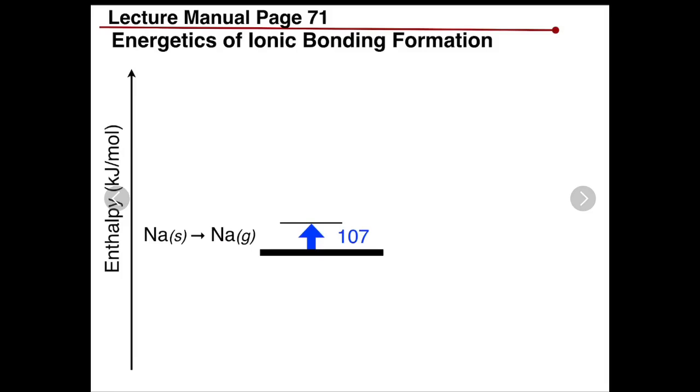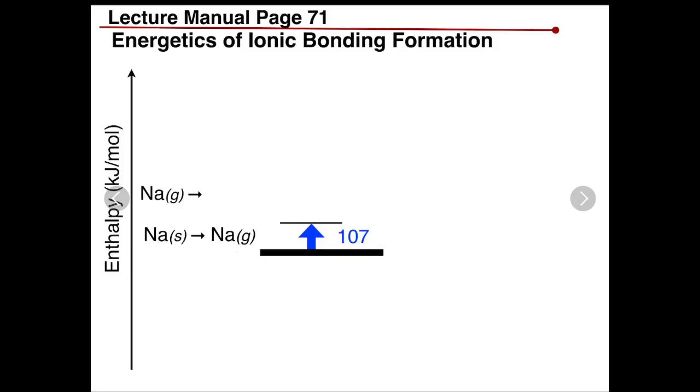Pretty much, the energy or heat associated with this process, for sodium to melt and then go to gas, is 107. You don't need to know this amount, but know that this process is going to require energy. So this process requires energy. That's why the energy is positive, because this process is endothermic.